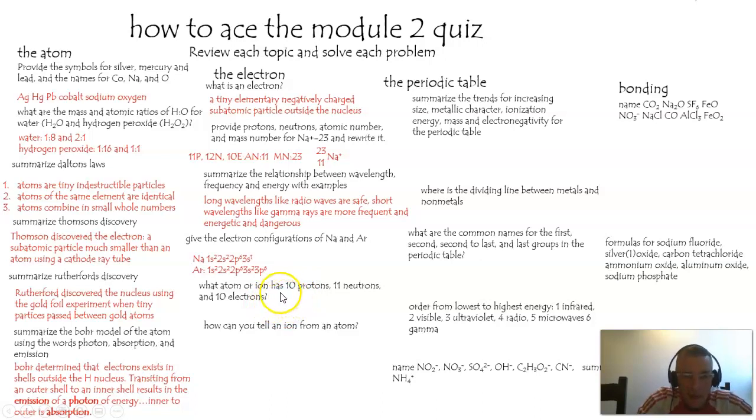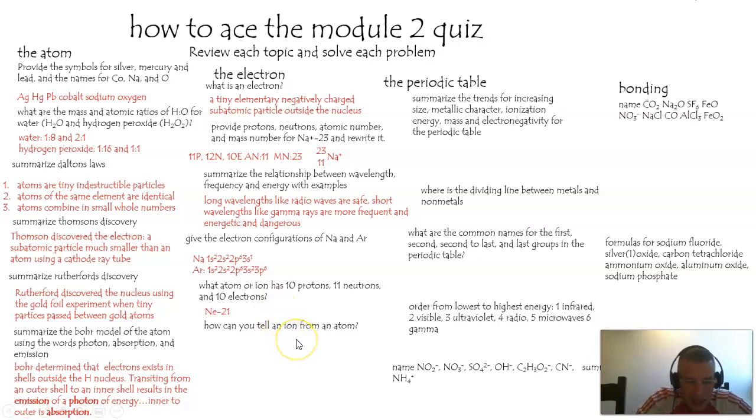What atom or ion has 10 protons, 11 neutrons, and 10 electrons? Let's have a look. Well, 10 protons means it's neon. That's like its definition. 11 neutrons means it is neon-21 because it would be that isotope that has 11 neutrons, making it 21 as its mass number. 10 electrons mean it has no charge, so it is an atom of neon-21.